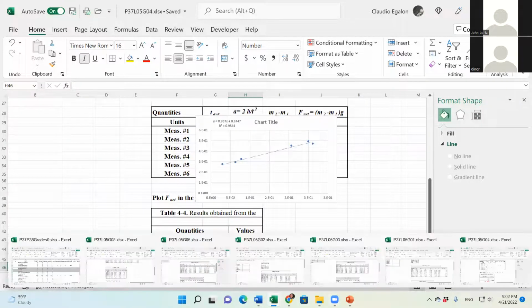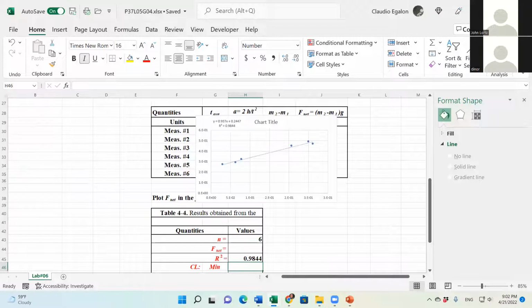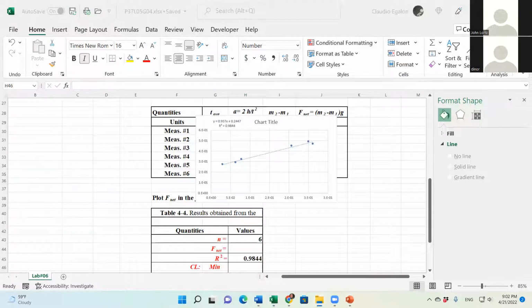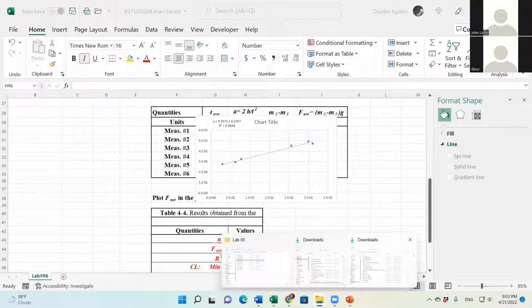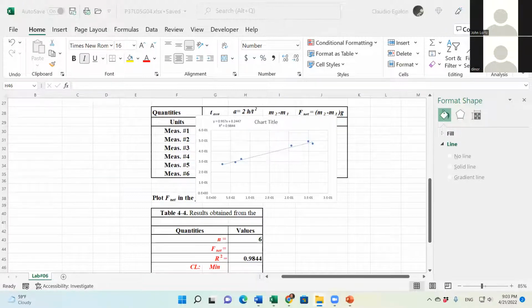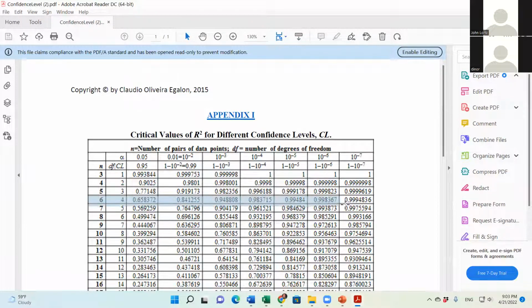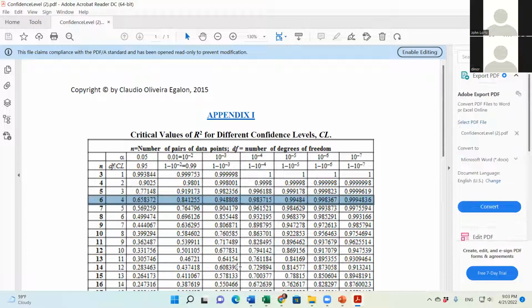0.9844. Let's get the table. Where's that table? Bear with me. Here you go. Here's the table. Okay, so you're going to look, Ryan, at this row for n equal to 6. I want you to study this table. I want you to memorize this table.